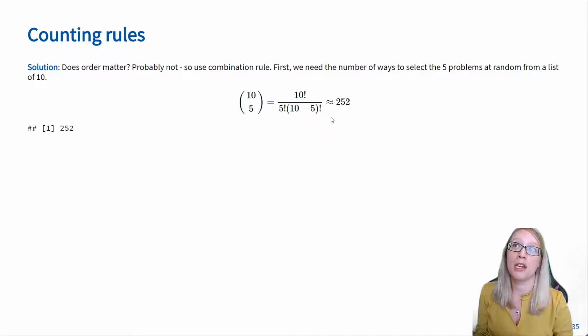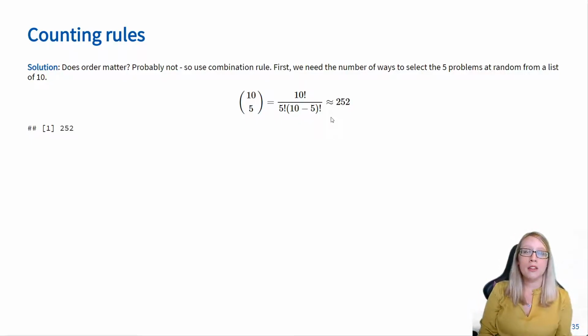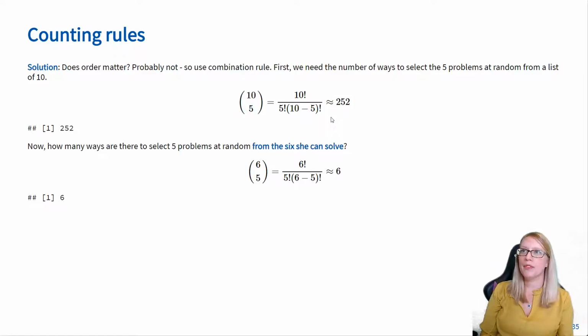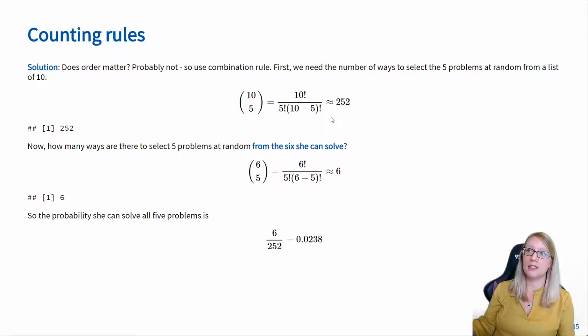So we'll use the combination rule. First we need the number of ways to select the 5 problems at random from a list of 10. So we'll take 10 choose 5. We get 252 for that. Now we need to know how many ways there are to select 5 problems at random from the 6 she can solve. So that is 6 choose 5, or 6. The probability that the student can solve all 5 problems, and hopefully this illustrates why this is a bad study procedure, is 6 out of 252, or only about 2.4%.